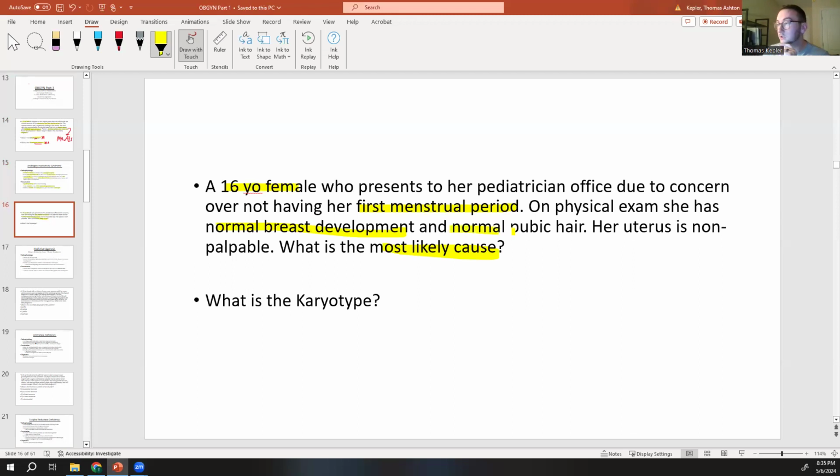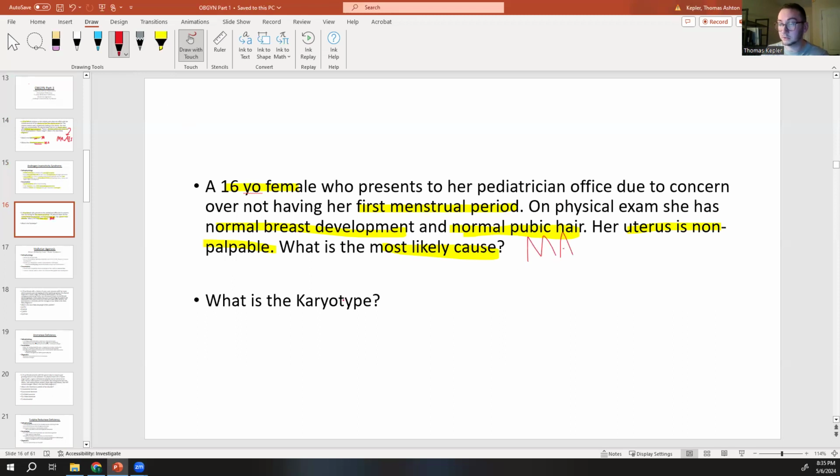But she has normal pubic hair, all right? And she has a non-palpable uterus. So non-palpable uterus tells us androgen sensitivity or Mullerian agenesis, and then now there is pubic hair, so that tells us this is Mullerian agenesis.